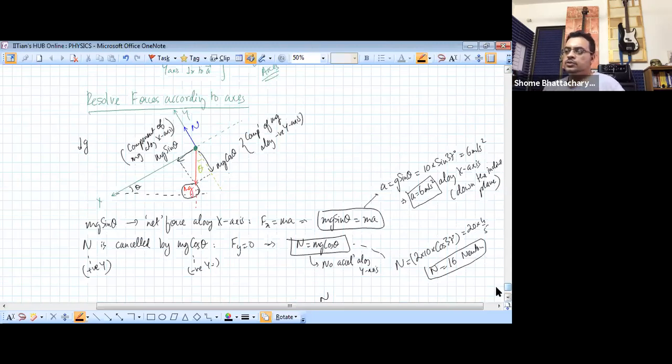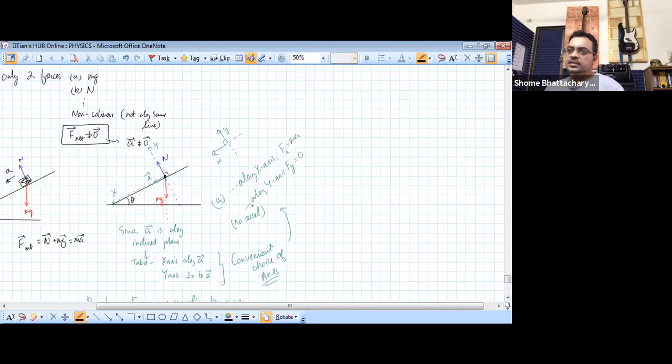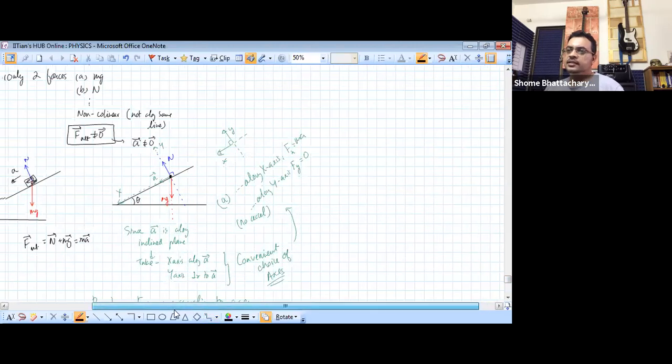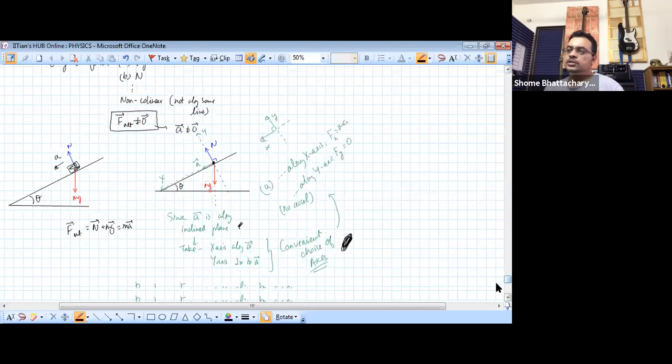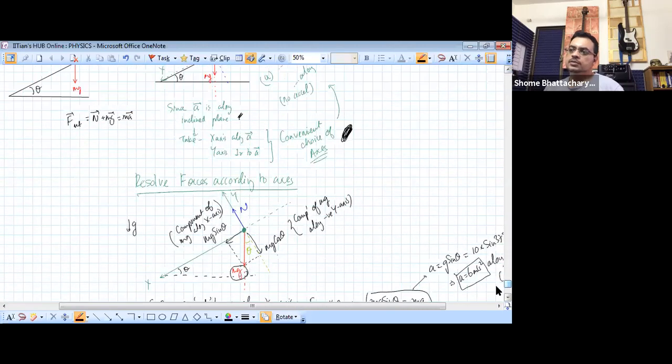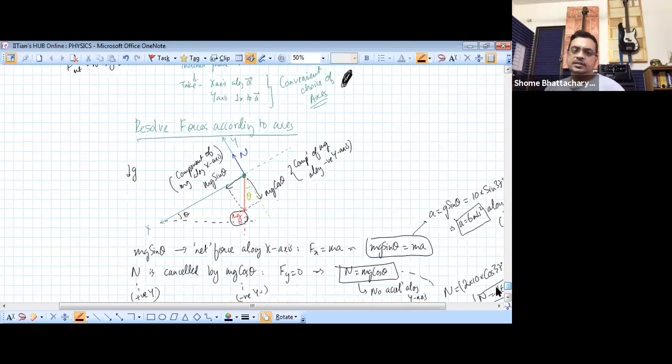Okay. So let's go over the steps again. The first thing that we did is we decided our choice of axis. How did we decide that? Because the body is accelerating along the x-axis, since the acceleration is along the inclined plane, therefore we are taking our x-axis along the inclined plane and our y-axis perpendicular. That is the convenient choice of axis. Having done that, the next thing we want to do is resolve the forces. It becomes like this, and the rest of it is vector algebra.